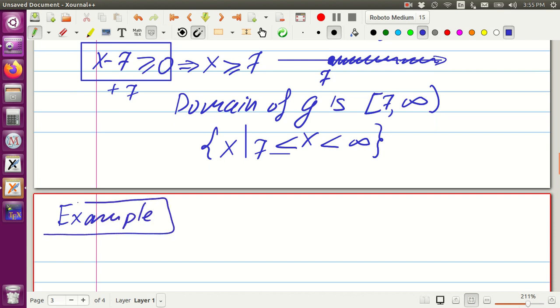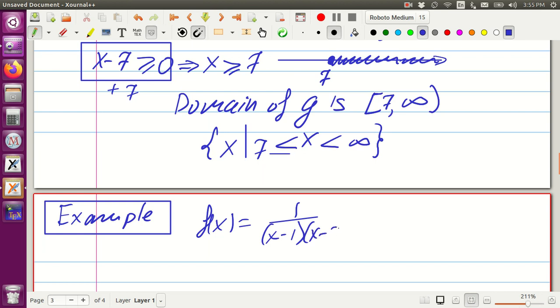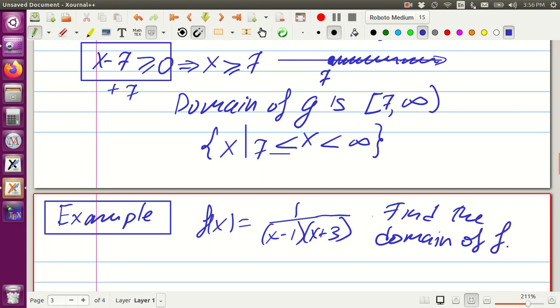So let's find the domain for the following function. f of x is equal to 1 divided by (x minus 1)(x plus 3). Oh, let's say x plus 3, since 1 is a minus, 1 would be a plus. All right, the assignment tells us find the domain of f.